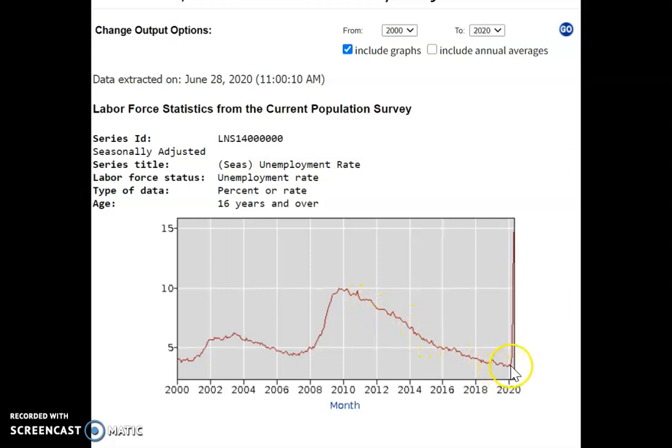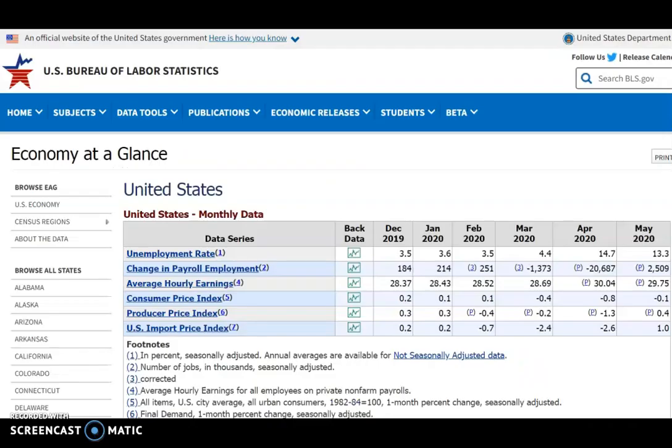And then you all know why we suddenly have this high unemployment rate, right? We had COVID-19. Because of the stay-home order, because most of the businesses were forced to close, we have a huge unemployment rate like this. Once the economy reopens, this unemployment rate should go down sharply. So the most current unemployment rate is 13.3%.